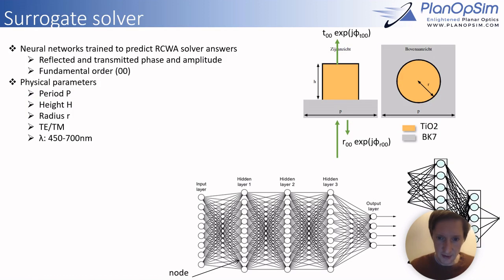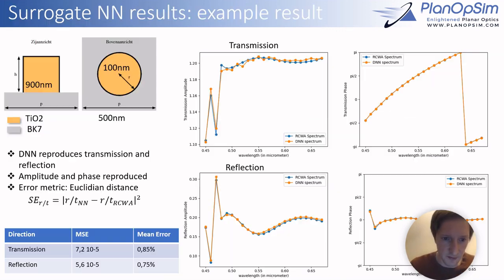Now let's get to the second part: how can we speed up the individual solver calls? To do this, our approach has been to replace the full wave solution. It doesn't actually matter which type of full wave algorithm you use here. We use a neural network which acts as a surrogate solver, so that if we have sufficient data and sufficiently well sampled data, we can use that to predict the transmitted phase and amplitude and reflected phase and amplitude for the fundamental order, which is the one we are interested in here, over a certain spectrum.